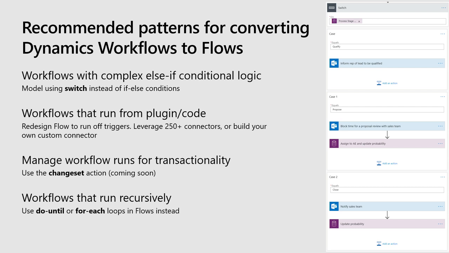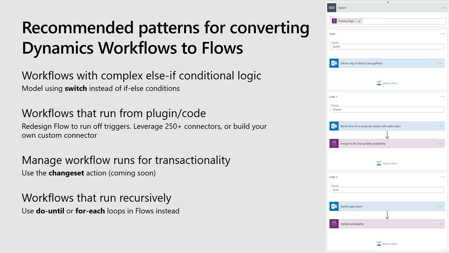Second, workflows that run from plugins or code. Now, this used to be a necessity with workflows because, as in processes, there are certain external events and triggers that you do need to hook into to run your processes on the Common Data Service. With flows, we have 260 plus connectors. To Stephen's point of us having a hard time keeping it up to date, we have 260 plus connectors to build your triggers off of. And again, you can add your own custom connectors and even connect to on-premises systems.